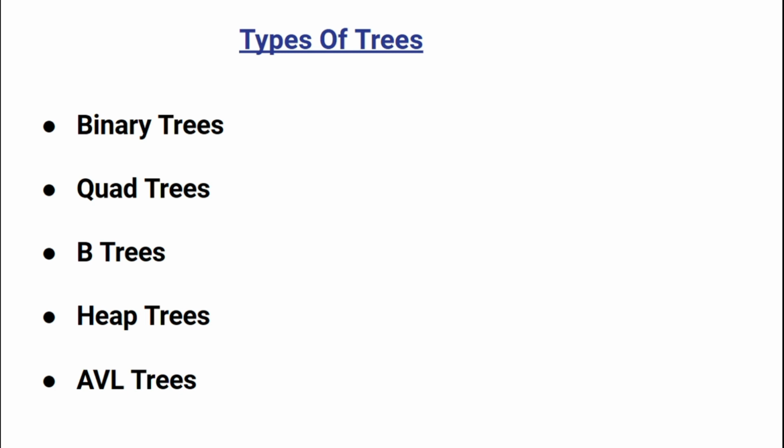Next up, we have the heap trees. It's more like an array-based implementation of the binary trees. Next up, we have the AVL trees. I think it stands for the names of the two guys that worked on it. I think one's name was Adelson-Velsky and the other guy's name was Landis. That's how they came up with the AVL. What it is is a self-balancing binary tree, so each of the leaf nodes remains on the same level.